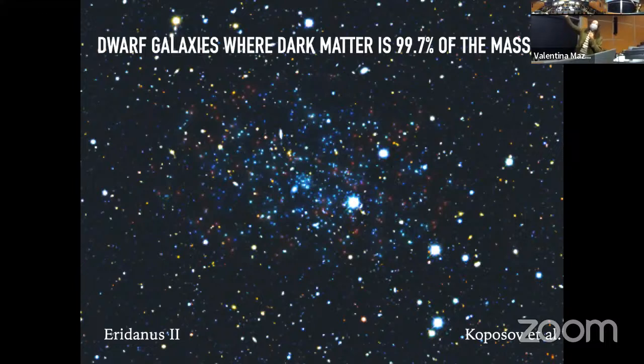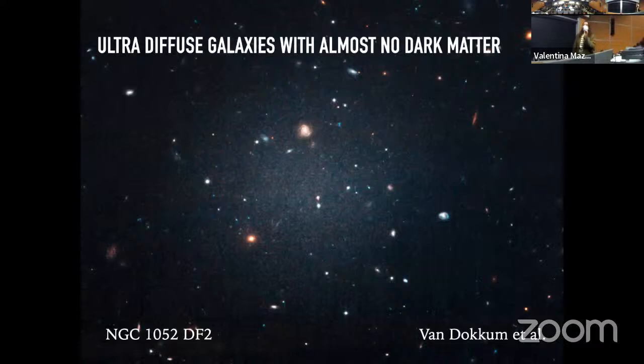However, when we measure the speeds of these stars and we try to infer how much matter is there holding them in together, we find that actually most of the mass in this picture is dark matter, 99.7% of the mass. This is a very dark matter dominated system. We have a lot more dark matter than regular matter. In contrast, we actually have other examples of very diffuse galaxies that have almost no dark matter in them at all. So that's the other extreme.